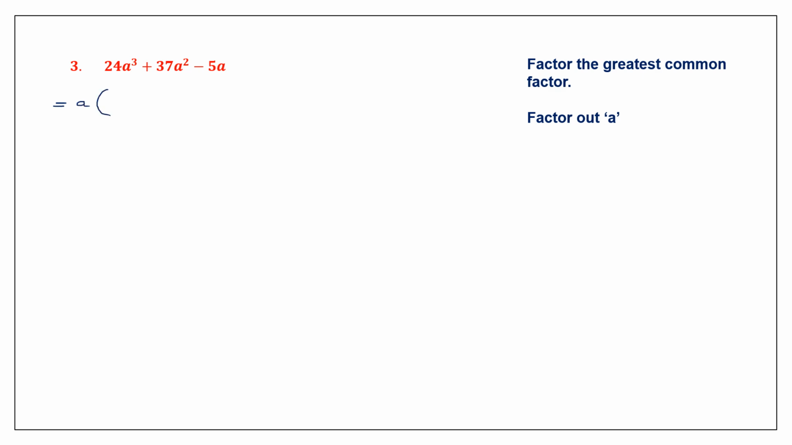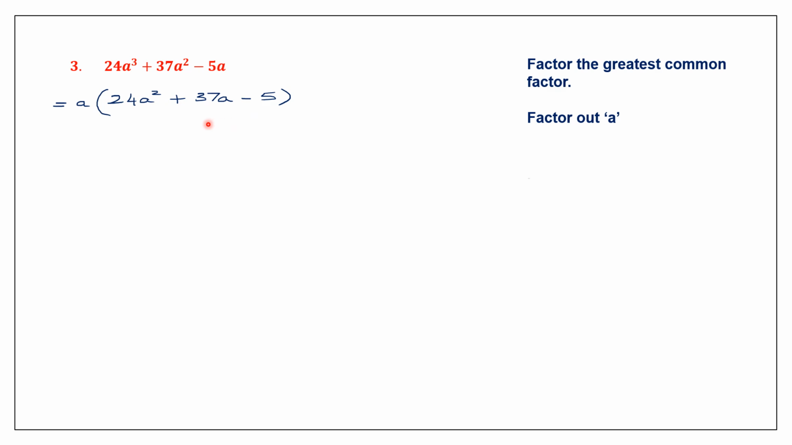Now in the first one, we have 24a cube. As you can see, we have 24a cube. I've taken out 1a, so it becomes 24a square. So let's write that. So this is 24a square plus, in the next one, we have 37a square. We already have 1a out. So that will simply be 37a minus, here we have 5a, we have a out, so we just have to write minus 5. So we have taken a out and we have the remaining within parentheses.